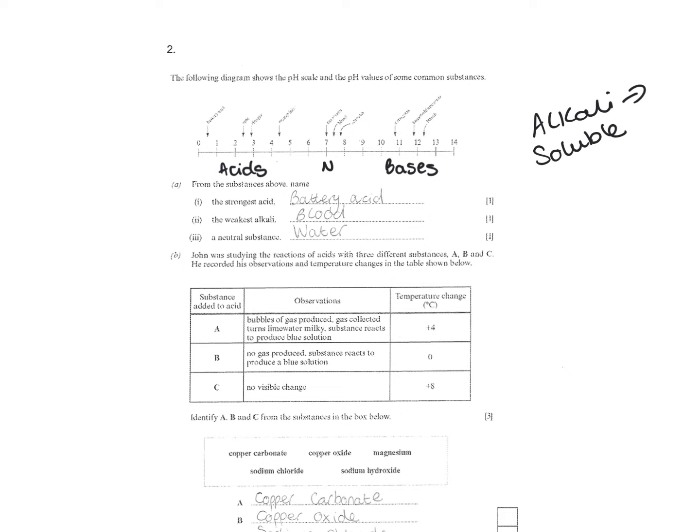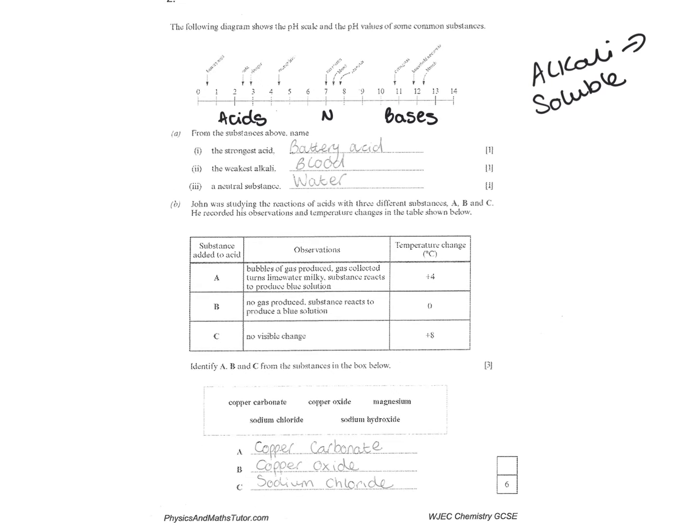So the strongest acid is battery acid. The weakest alkali, the one closest to 7, is blood. And then the neutral substance is water. Okay, this is kind of like a little bit more difficult question.